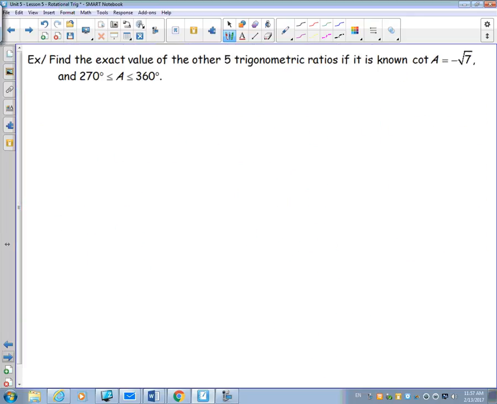Find the exact value of the other 5 trig ratios if it's known that cotangent of A is negative root 7. So I need to interpret. Oh, there's also some other information. And A is between 270 and 360. What's that telling me? Well, 0's here. Remember, we're going counterclockwise now. Angle A is between 270 and 360. In other words, it's trying to tell us that our line's got to go down here somewhere.